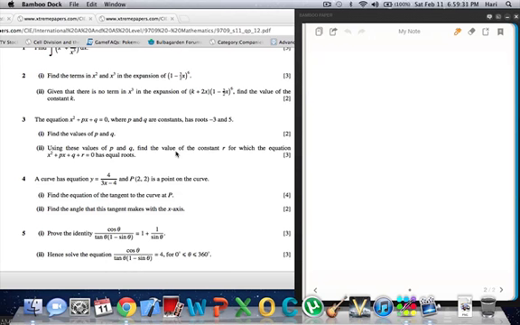This is question 3 of the June 2011 paper 1 pure mathematics paper. Please refer to the question available on extremepapers.com.